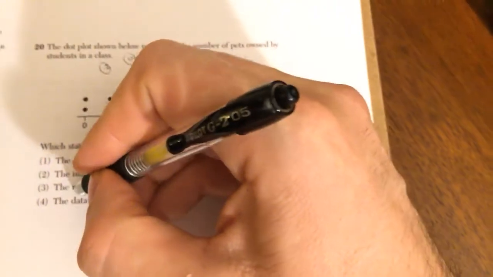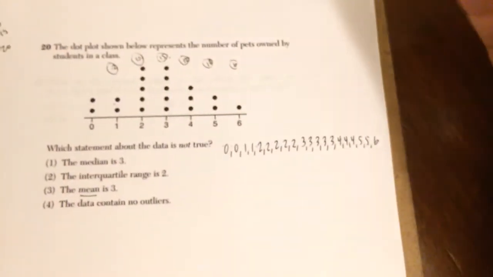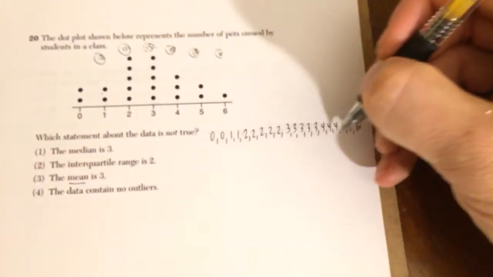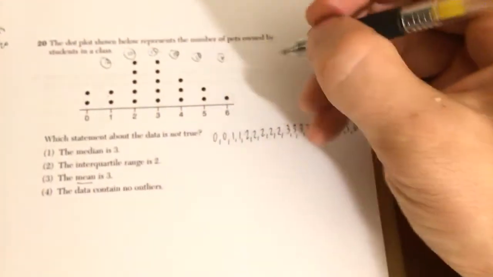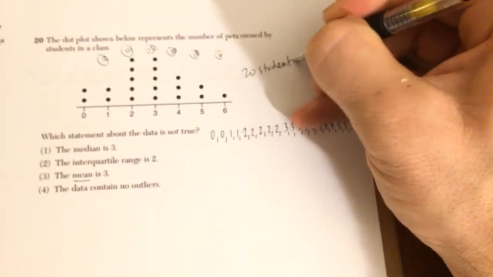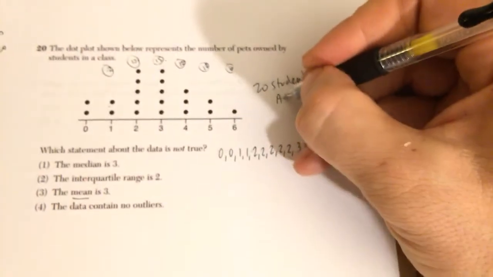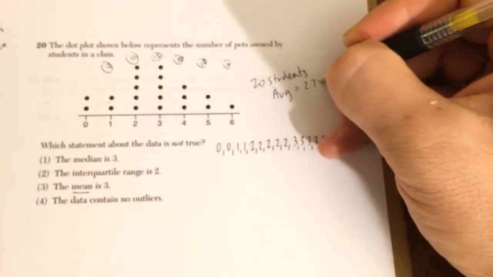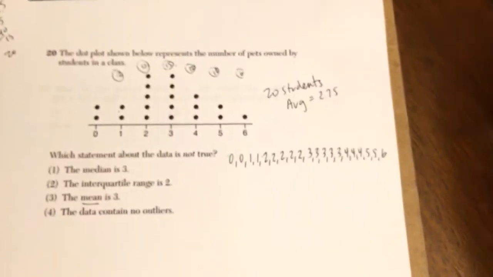I calculated the mean, and the mean is the average. So I added up all of these numbers and I divided it by, I believe, 20 students in this class. I think the average is about 2.75 if I calculated it correctly.